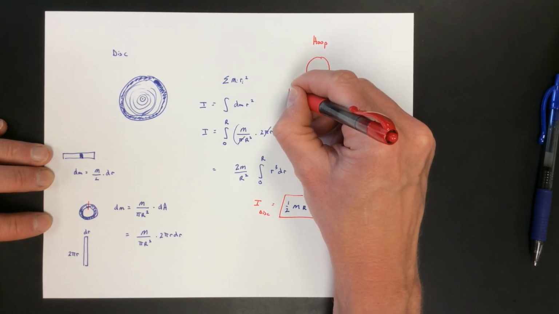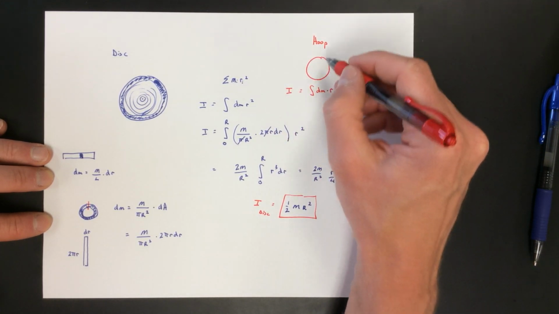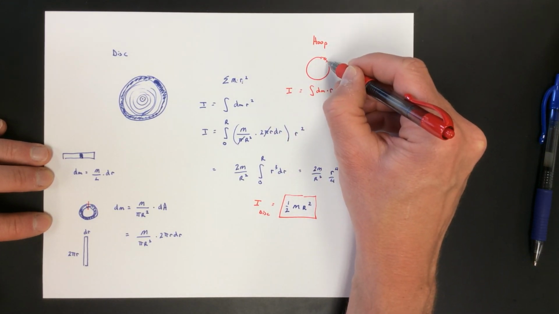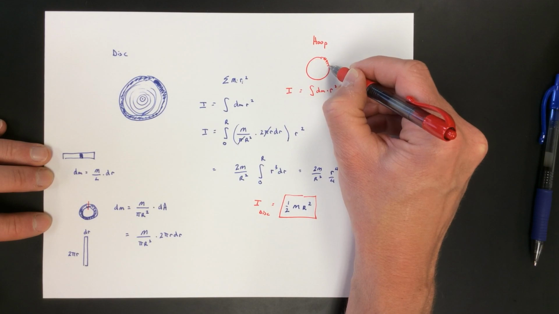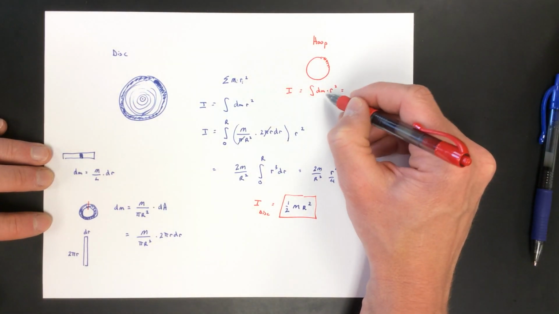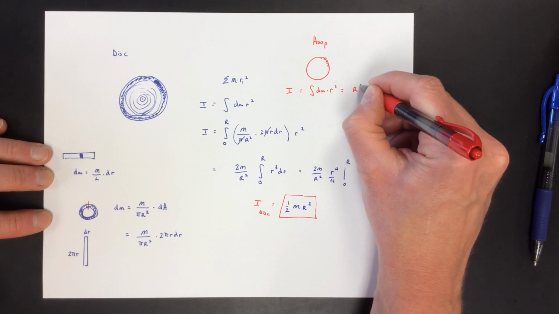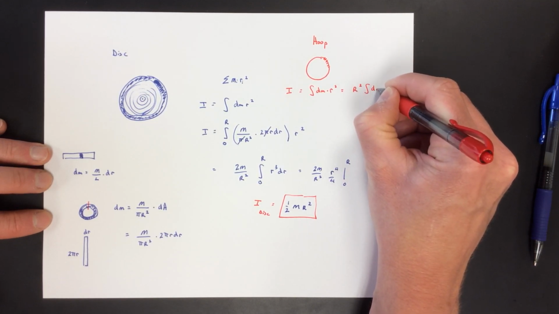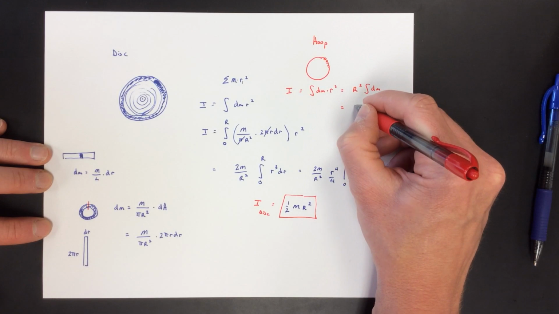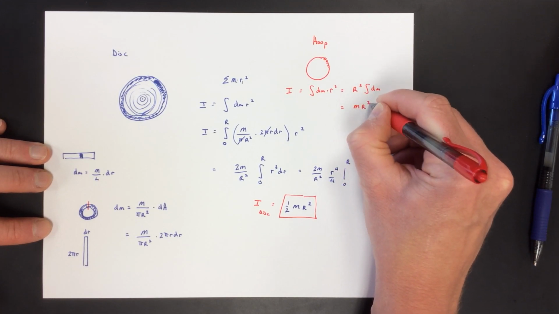Check this out. Aren't all the dm's actually all the little bitty segments of mass? Aren't they all actually at the same r? See how they're not a function of r, and that's really just big R squared? So I can factor that out, and then of course the summation of all the dm is just m, and you're like, boom, done. mR squared.